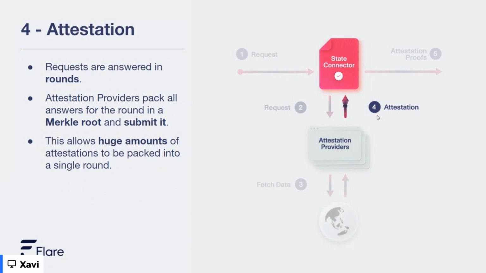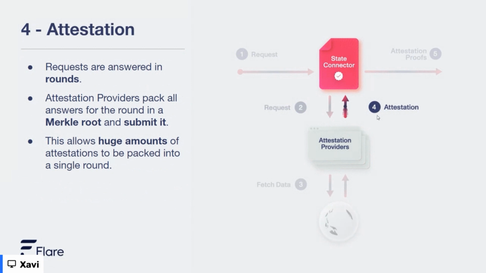Data is collected in rounds. So every time a user makes a request, the attestation providers do not jump on it and start fetching the information. Instead, during a 90 seconds round, requests are gathered, and once the round is finished, the information is fetched, and all the requests made during that round are answered at once.